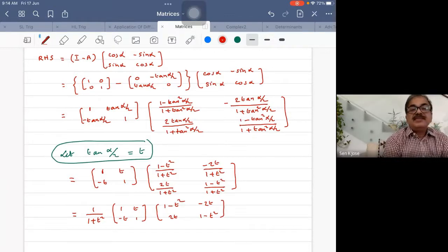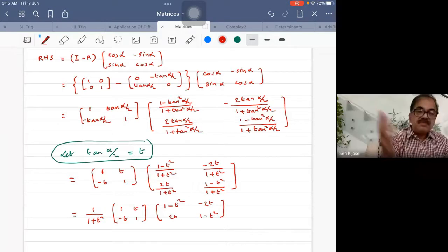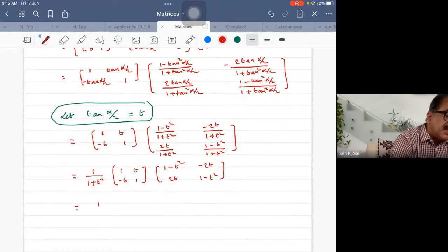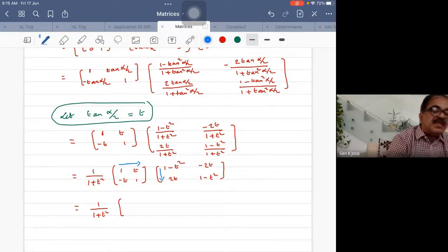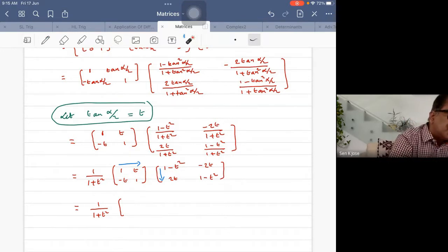Everything is okay? Yes, sir. Can you tell me what I should do next? Should we multiply the matrices? We should just multiply the two matrices now. So I'll keep this 1 by 1 plus t square outside, and I'm going to multiply the two matrices. And how do I multiply the two matrices? The row gets multiplied with the column. I multiply the first row with the first column. Usual matrix multiplication: a 2 by 2 matrix into another 2 by 2 matrix is going to give me another 2 by 2 matrix.